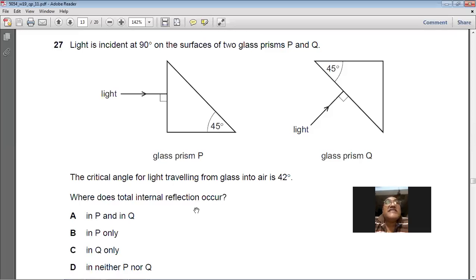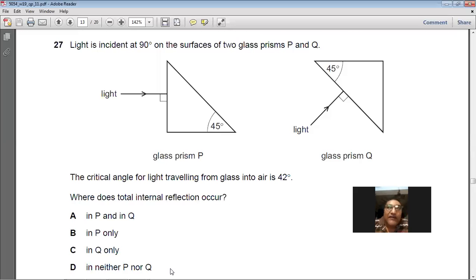Light is incident at 90 degrees on the surfaces of the two glass prisms P and Q. Here I have two glass prisms. This is the glass prism P, this is glass prism Q. The light is entering the prism, making a 90 degree angle with the face of the prism. The critical angle for light traveling from glass into air is 42 degrees. Remember this number. Where does the total internal reflection occur?